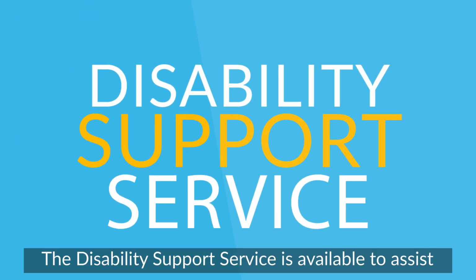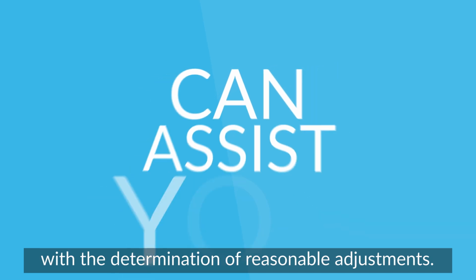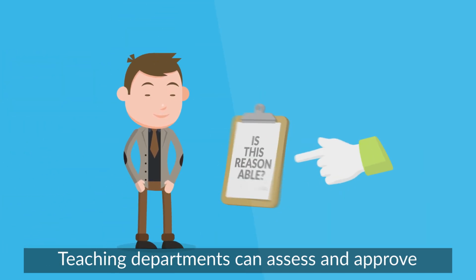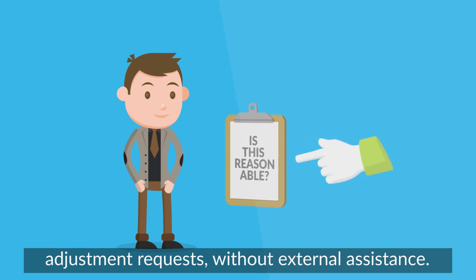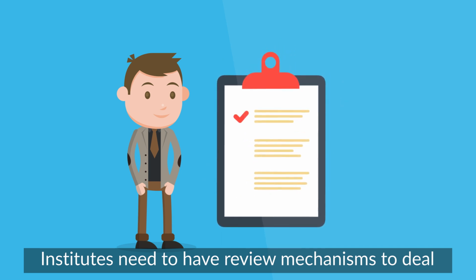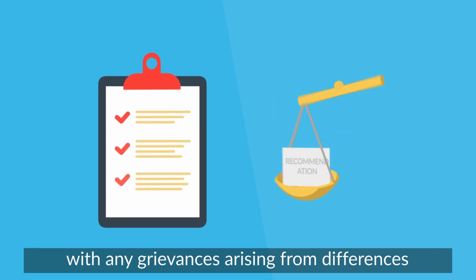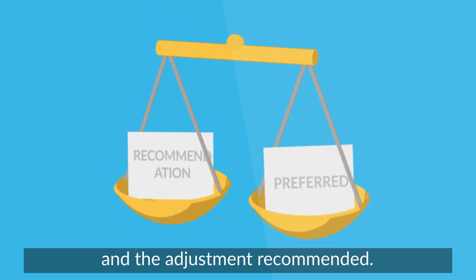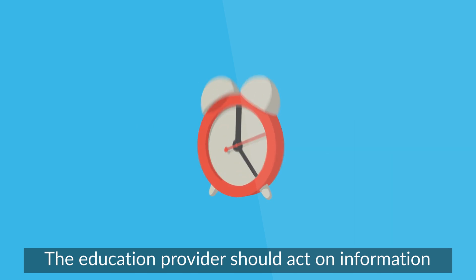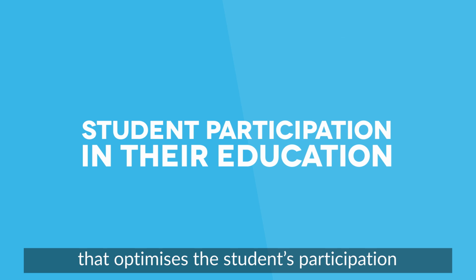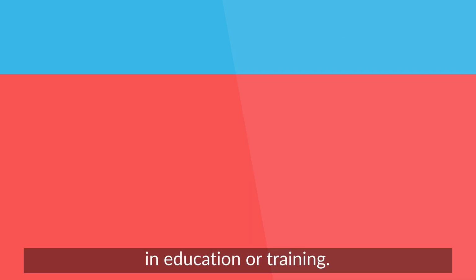The Disability Support Service is available to assist with the determination of reasonable adjustments. Teaching departments can assess and approve adjustment requests without external assistance. Institutes need to have review mechanisms to deal with any grievances arising from differences in the student's preferred adjustment and the adjustment recommended. The education provider should act on information about an adjustment in a timely way that optimises the student's participation in education or training.